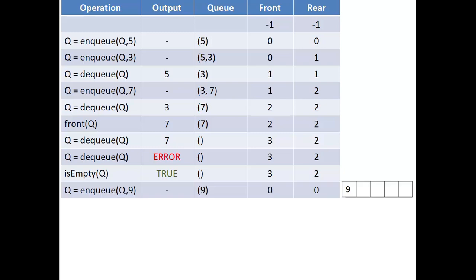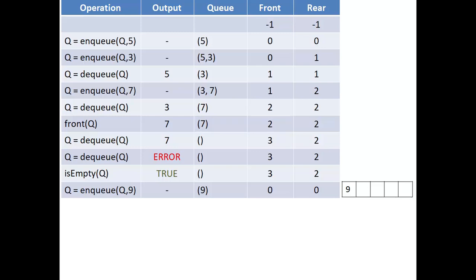The next NQ operation will update both the front pointer and the rear pointer to 0, as we have written in our implementation that if the queue is empty, then the front as well as rear pointers have to be initialized to the first index available, that is 0.